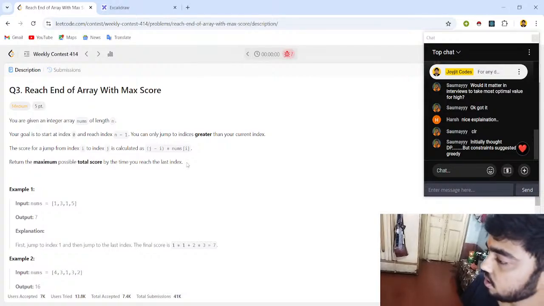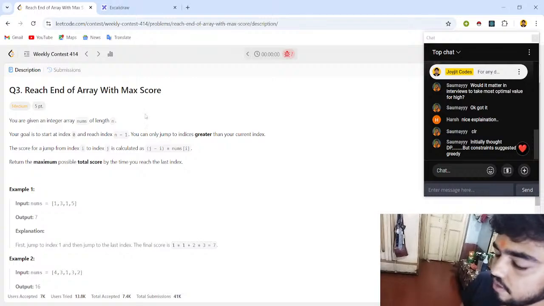Okay. Initially thought DP, but constraint suggested greedy. Which one? This one? Soumya, are you talking about the third one or the second one?